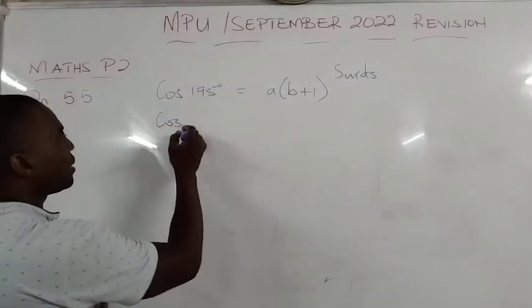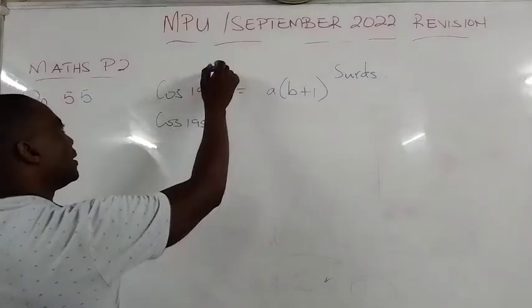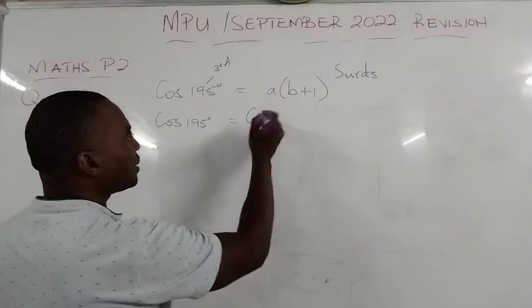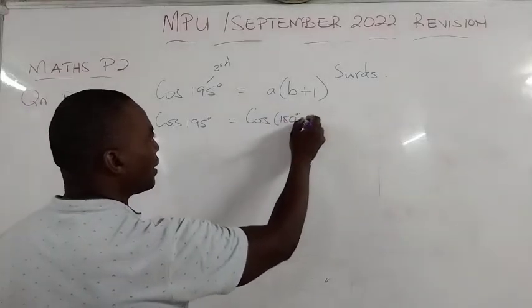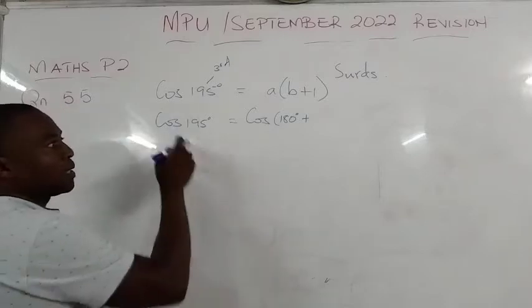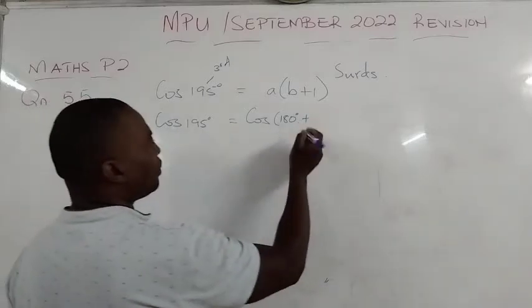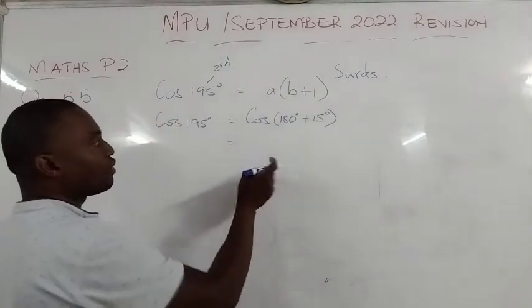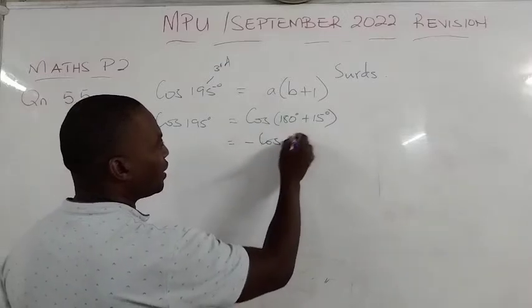So we are saying cos 195 degrees. This angle is in the third quadrant, and angles in the third quadrant, we write them as 180 degrees plus. And what are we adding to 180 degrees to get 195? We are adding 15 degrees. So the reduction of this gives us negative cos 15 degrees.